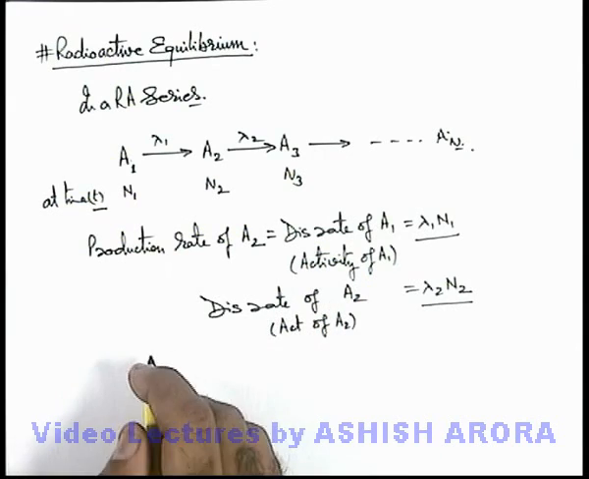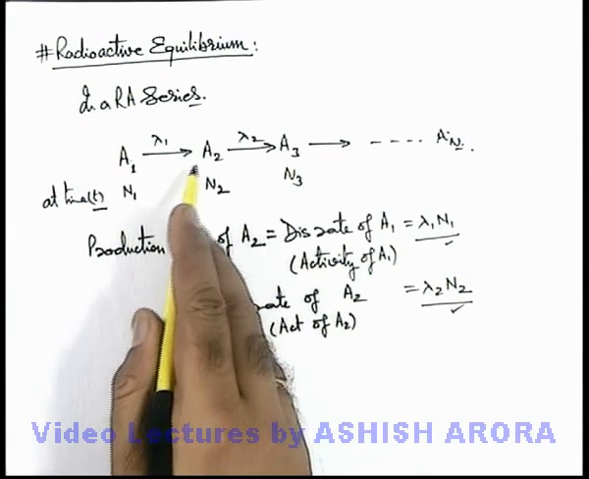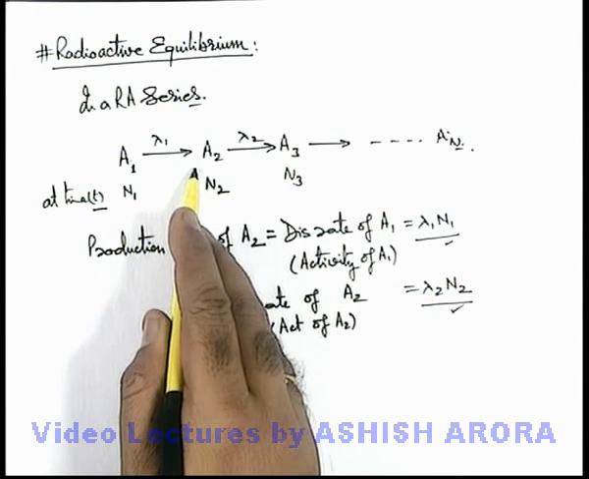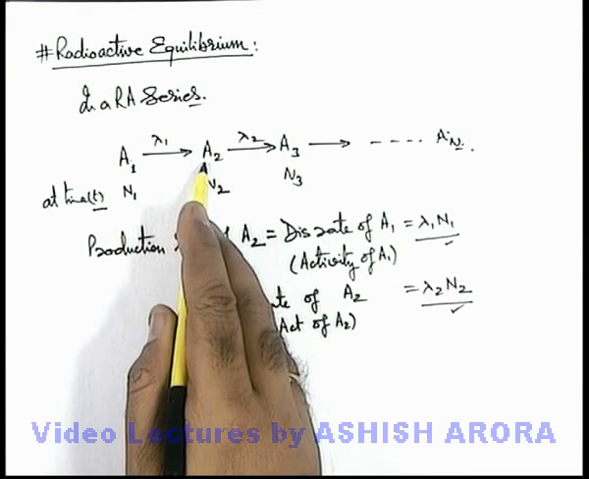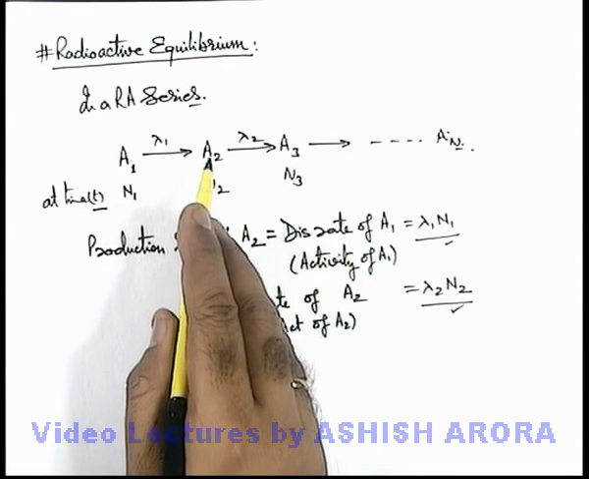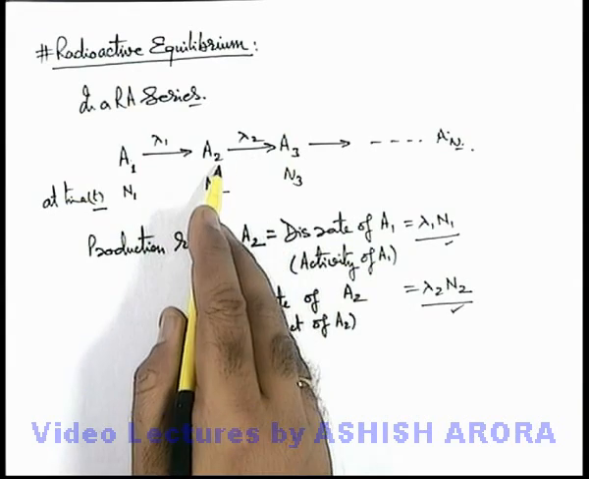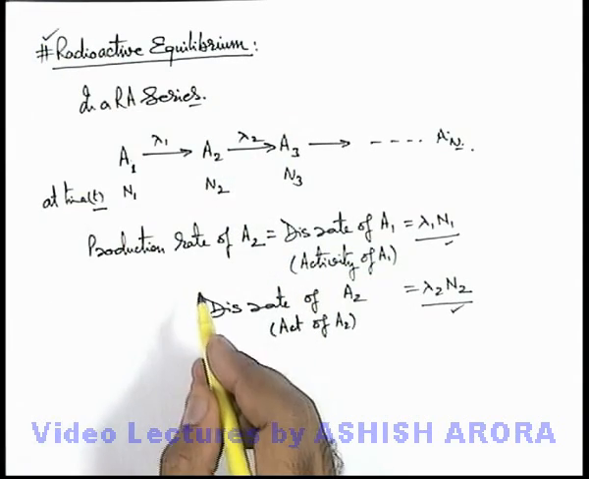So here we can write, if these two rates become equal, then the amount of nuclei of element A2 will appear to be constant, because the rate at which it is being produced and the rate at which it is being disintegrated will be the same. And that is the state we call radioactive equilibrium.